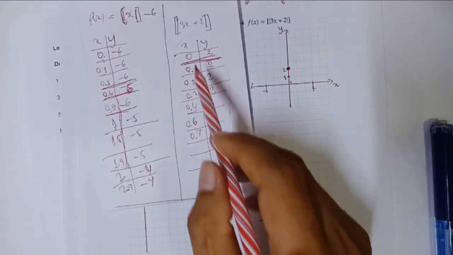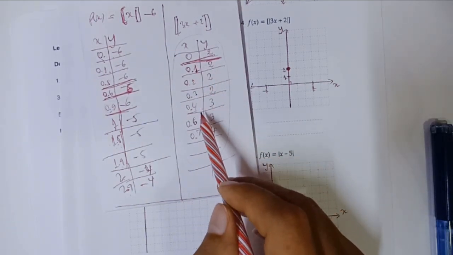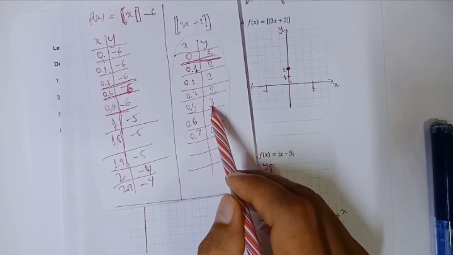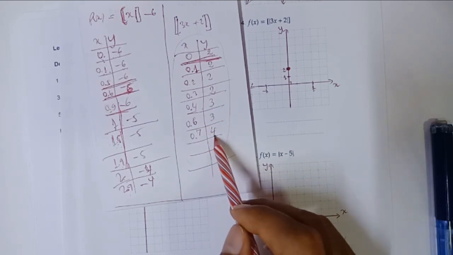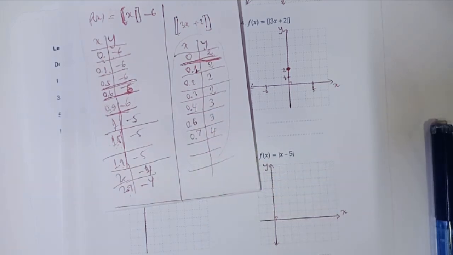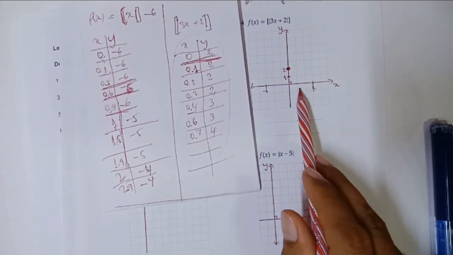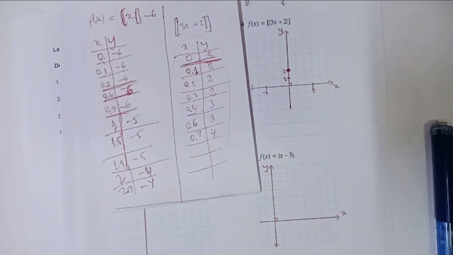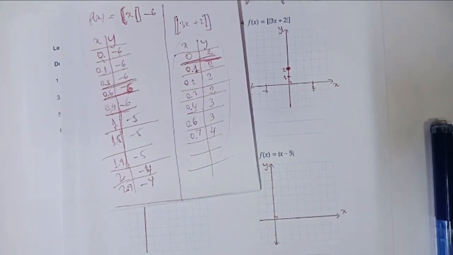So you can see that every 1/3 of x is changing. See 3, 3, and then when you come to 7, it becomes 4. So it changes every 1/3. That's why I'm using 3 grids to make 1 unit.